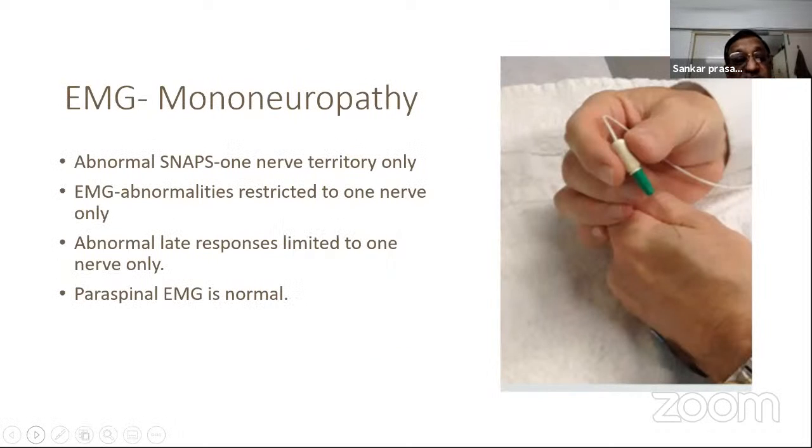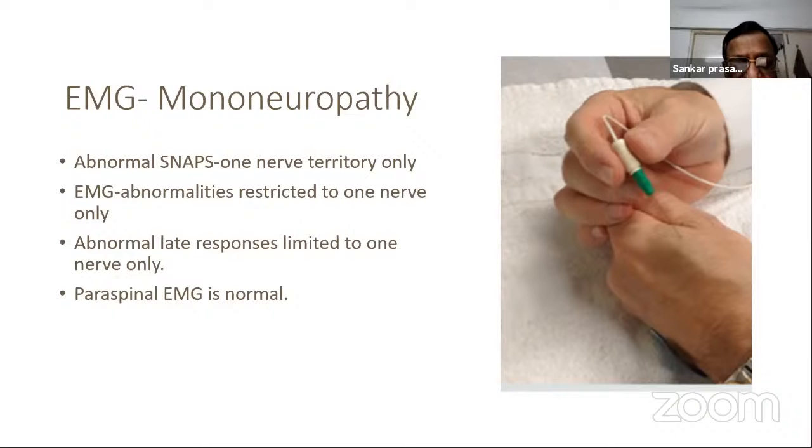So the mononeuropathy: abnormal SNAPs in one nerve territory only. Abnormalities are restricted to one nerve only. Abnormal late response is limited to one nerve only. The paraspinal EMG is normal. So the paraspinal EMG or paraspinal muscles, can anybody tell what is the importance?